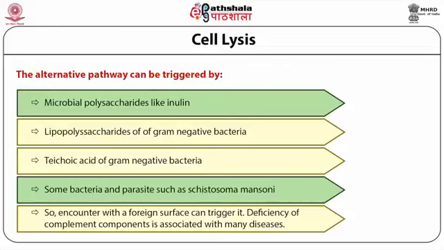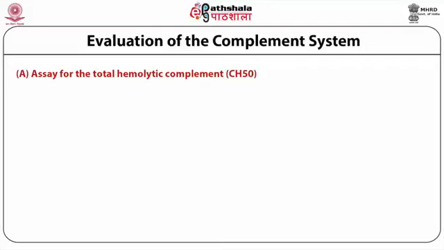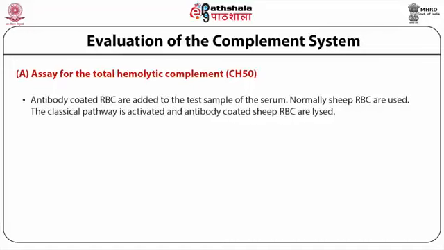Deficiency of complement components is associated with many diseases. Let us look at the assay for the total hemolytic complement, or determination of a parameter which is called CH50. In this assay, antibody coated RBCs are added to the test sample of the serum. Normally, sheep red blood cells are used. With this, the classical pathway is activated and the antibody coated sheep RBCs are lysed.